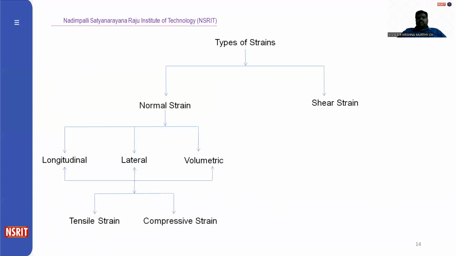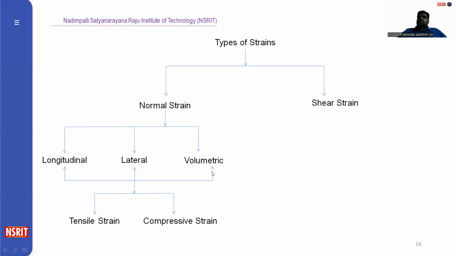Strains are also subdivided as normal strain and shear strain. Normal strains are longitudinal, lateral, and volumetric. Now what do you mean by longitudinal? If it considers only the change in length, then it is called longitudinal. If you are considering other than length, which means width or thickness, then the change in thickness to the original thickness is nothing but lateral strain.